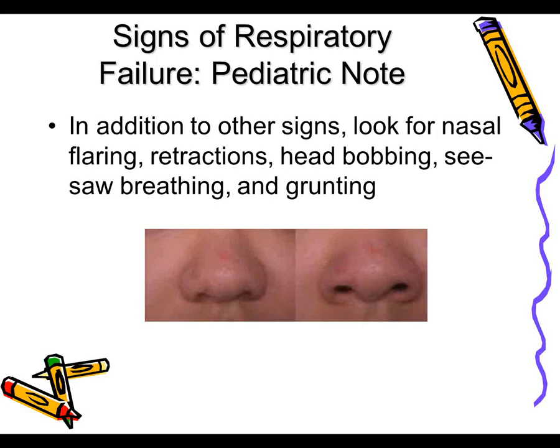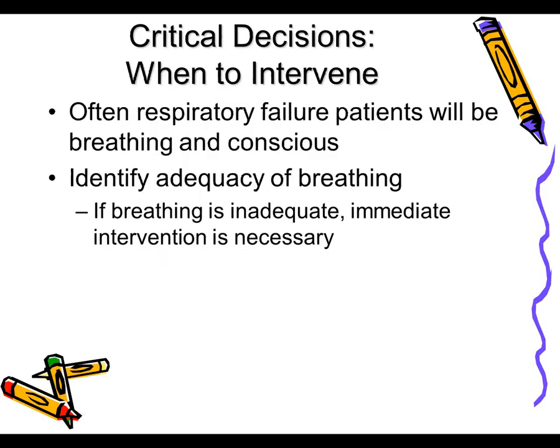Grunting. Grunting is a way for a child, and adults will do this too, particularly with pneumonia or with a lot of pulmonary edema. Grunting is a way that they can stent their alveoli open. Grunting is their way of adding positive end expiratory pressure at the end of their exhalation to help stent those airways open and help push some of that fluid out of the alveoli.